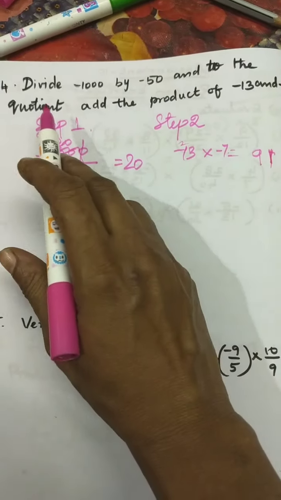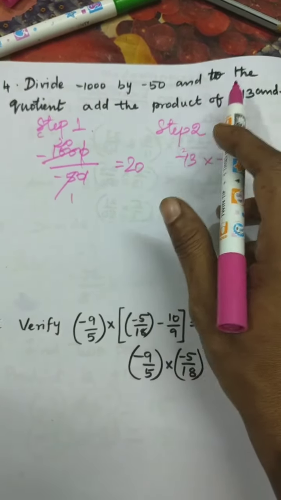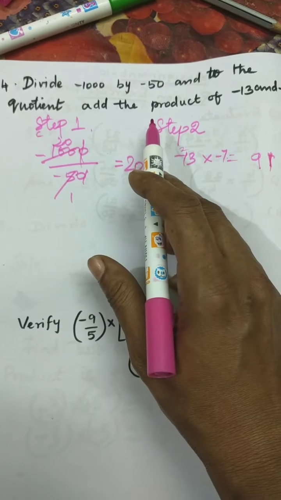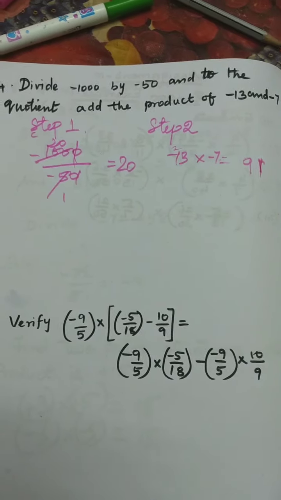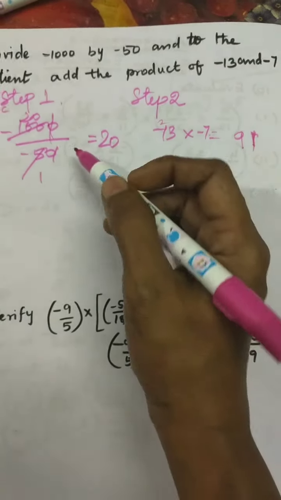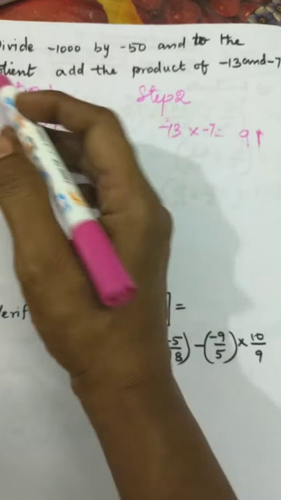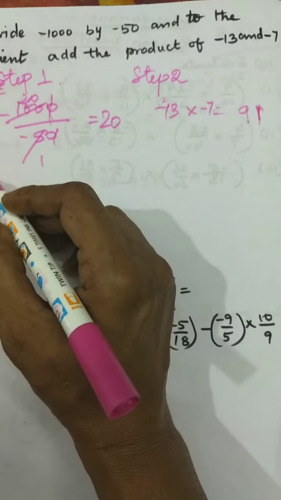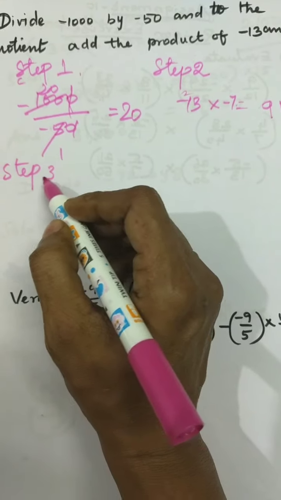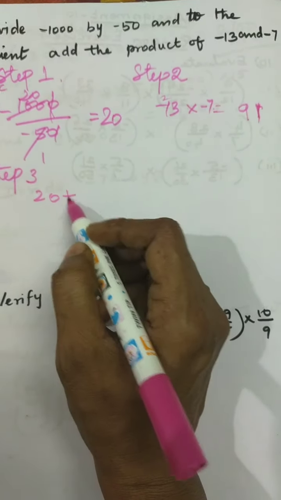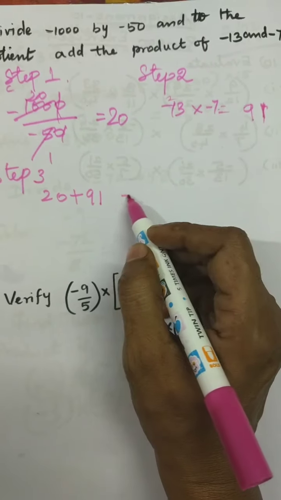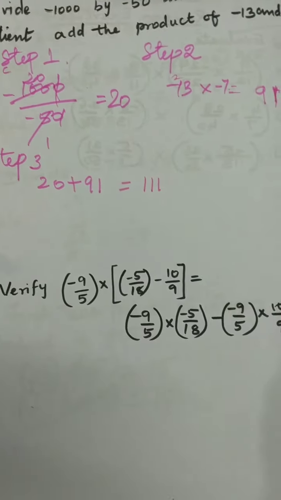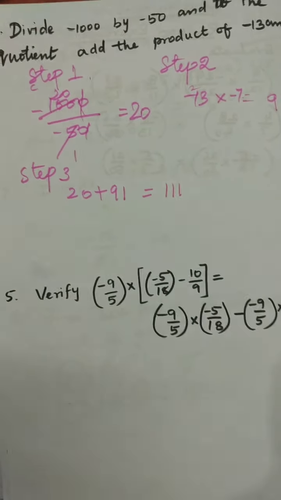What you have to do? Divide this and to the quotient, add the product of these two. This is the quotient, isn't it? You have to add the quotient and the product of these two. Then step 3 is 20 plus 91 is equal to 111. Isn't it? This is the answer.